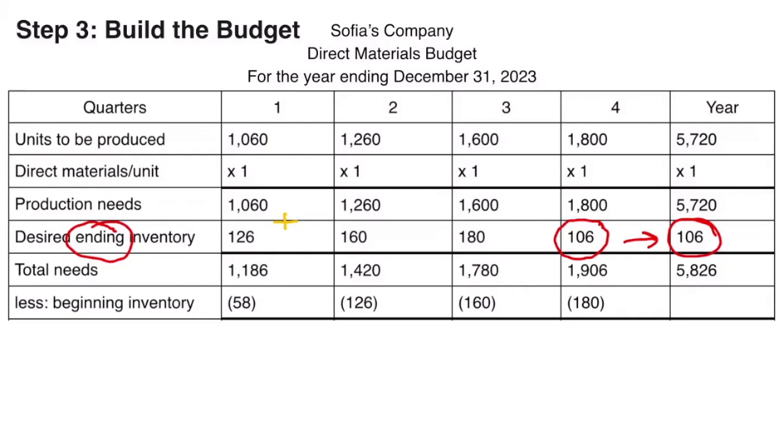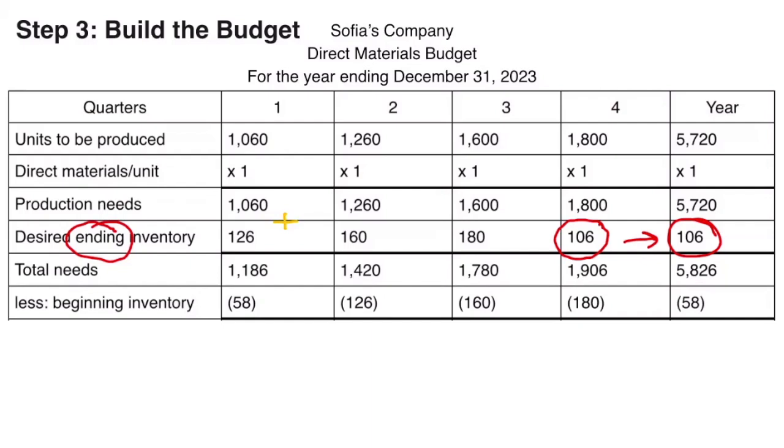To test your knowledge, I have blocked out the year amount for beginning inventory as well to see if you can remember how we solved it in the production budget. Pause the video to give yourself more time if need be. So the year amount is 58.